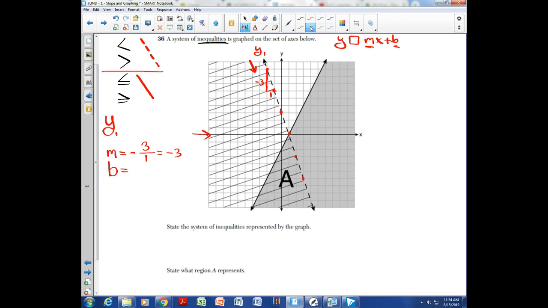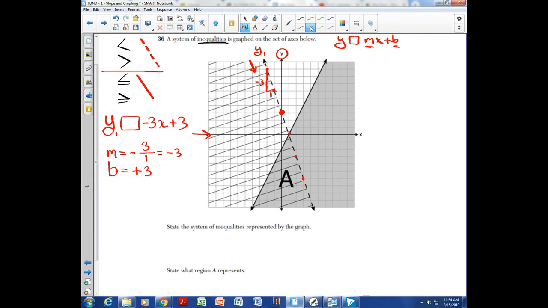Now, the only other thing I need to know is my b. Well, my b for that line is where it crosses over my y-axis, and I can see it crosses over right here at positive 3. So now I have my m and my b. I'm going to leave the symbol blank for a second, and I'm going to fill in my mx plus b. Well, my m is negative 3, so I'm going to write negative 3x, and my b is 3. So my y1 is some symbol, negative 3x plus 3.